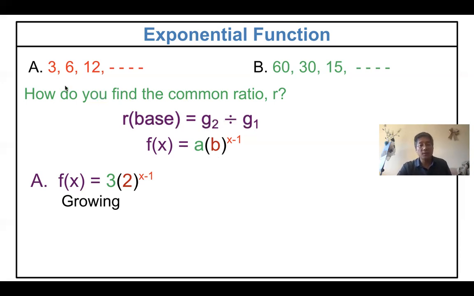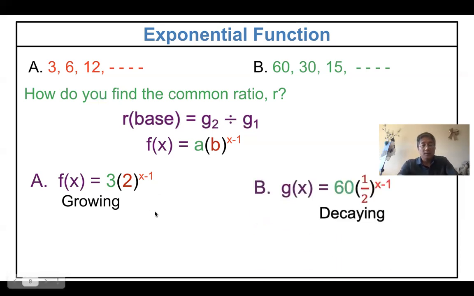So let's think about the first sequence here. What's the first term? 3, right? Then we found that the base is 2, with the exponent x minus 1. And we know that it's growing each time. That way we find the explicit formula. It's simple, right?